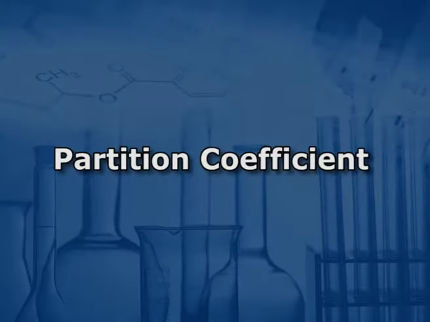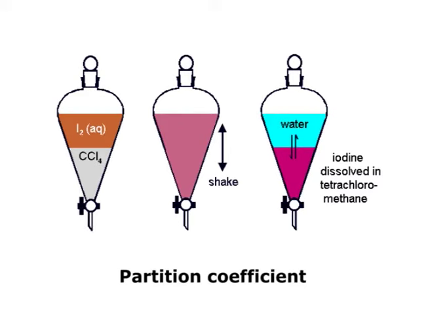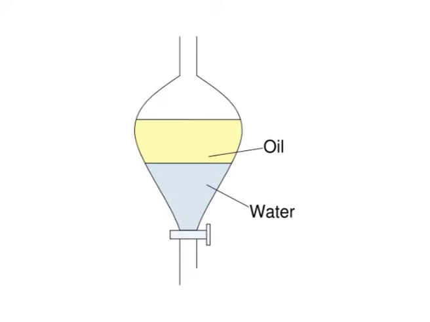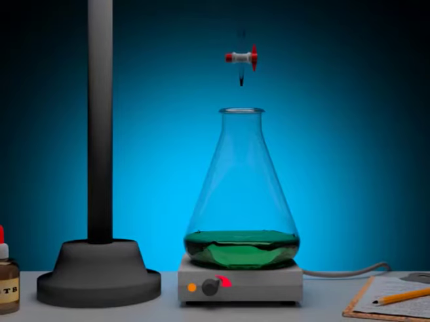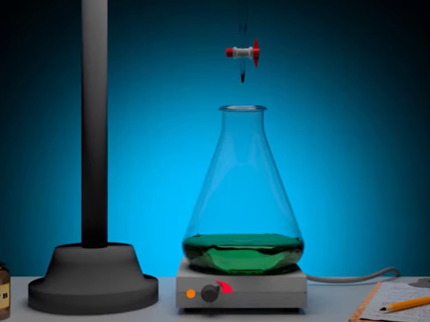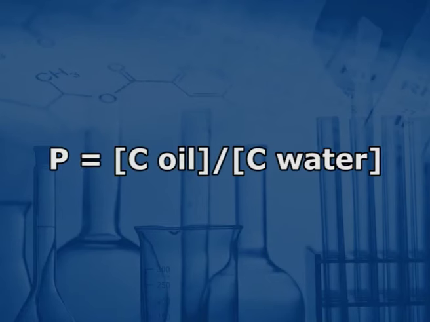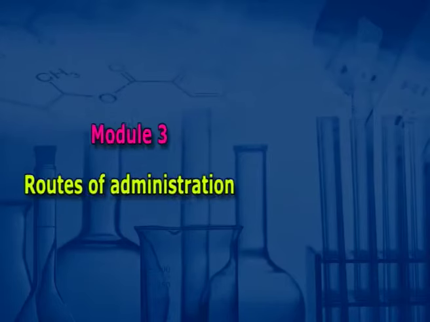Another parameter is partition coefficient. The partition coefficient P is a measure of lipophilicity of a compound. It can be measured by determination of the equilibrium concentration of a drug in aqueous phase and oil phase held in contact with each other at a constant temperature. It can be expressed as P is equal to concentration in oil divided by concentration in water.